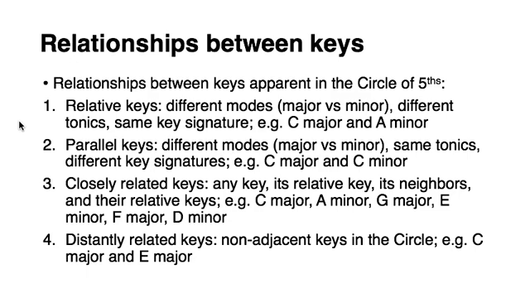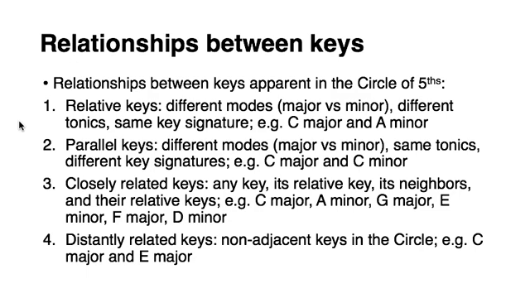Closely related keys are groups of 6 keys, which comprise any key, its relative key, its neighbors, and their relative keys. So if you look, and we'll do so in a second, at C major, that'll be C major, A minor, its relative key.